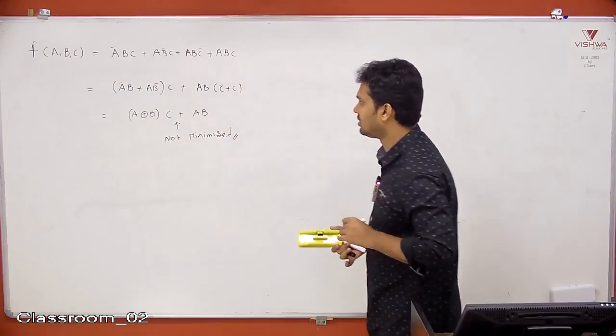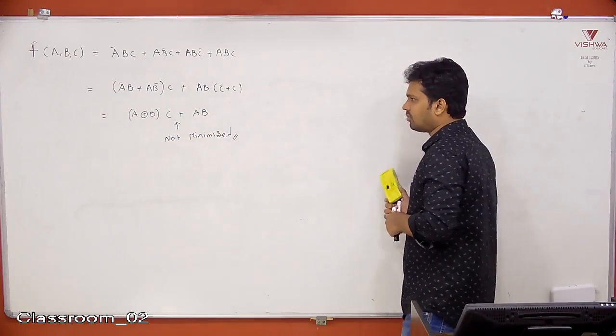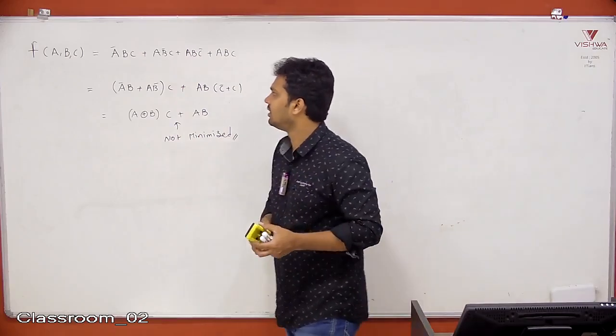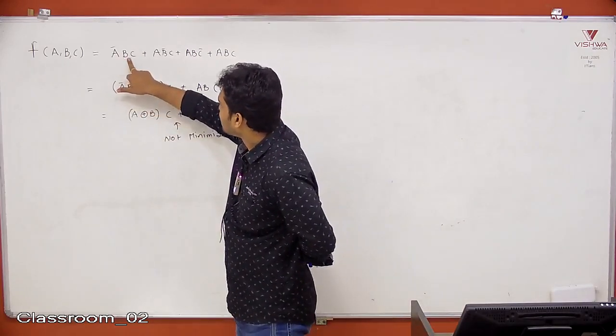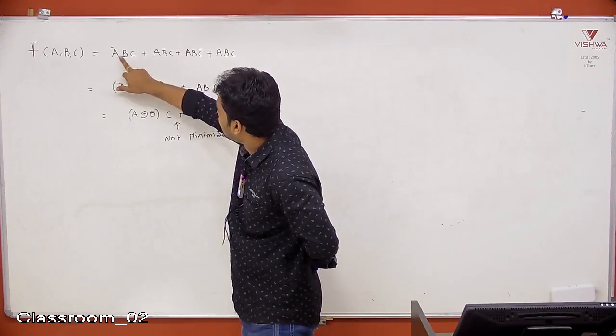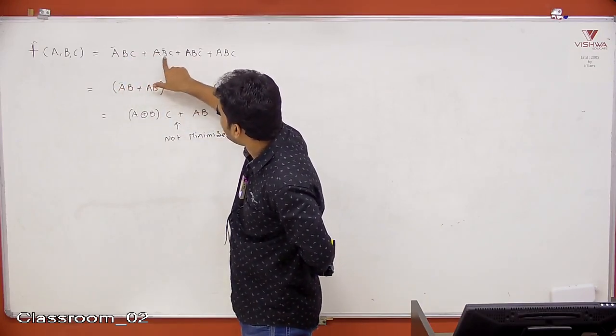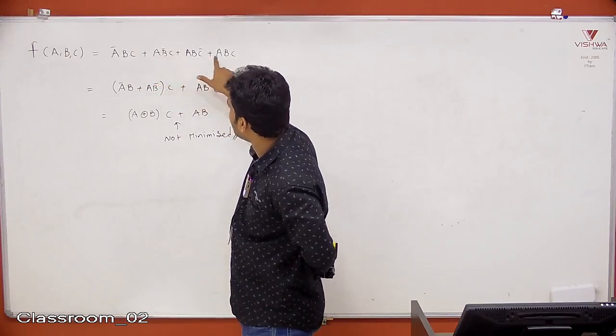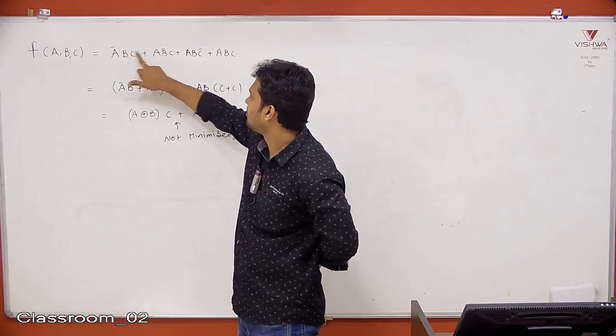Then how to do it, sir? Right. If your observation is good, better see here. In the first and second term, A, A bar, B, C. Here A, B bar, C. Here A, B, C bar. Here A, B, C. See the first term, last term.